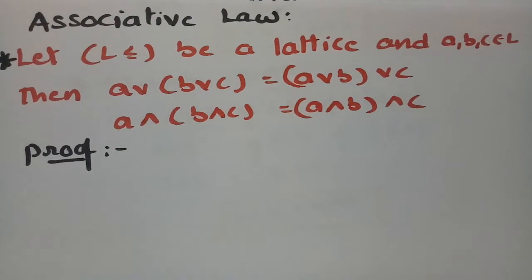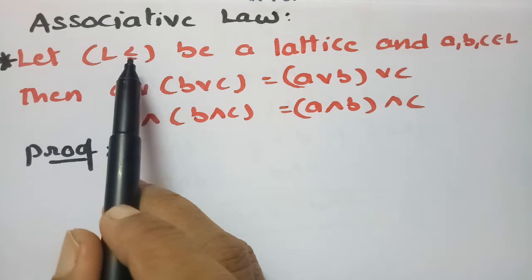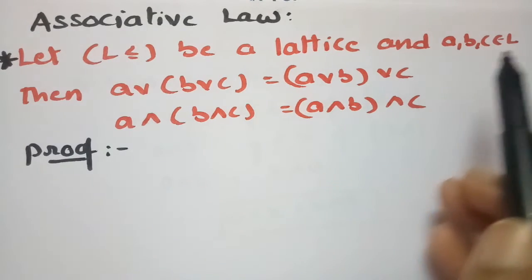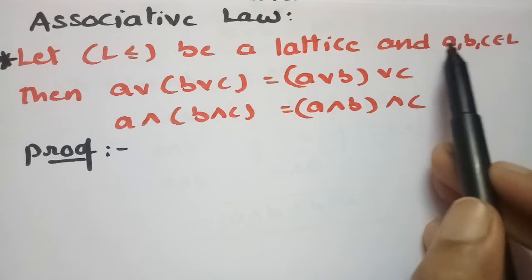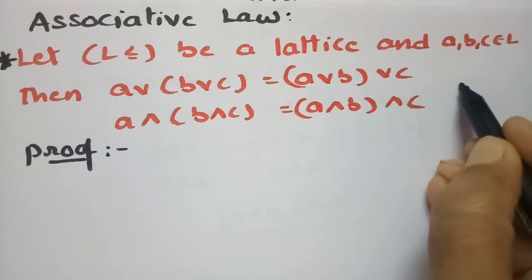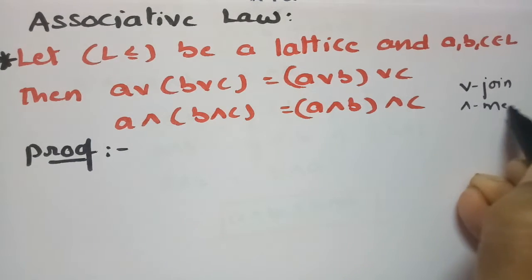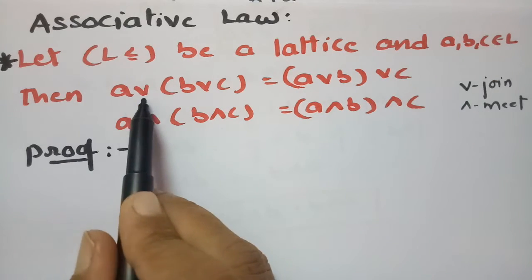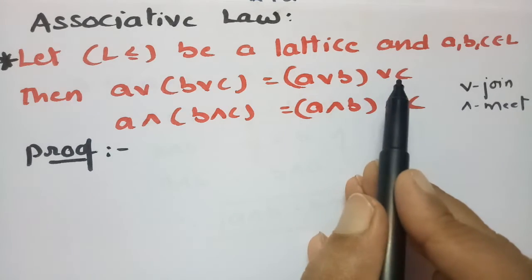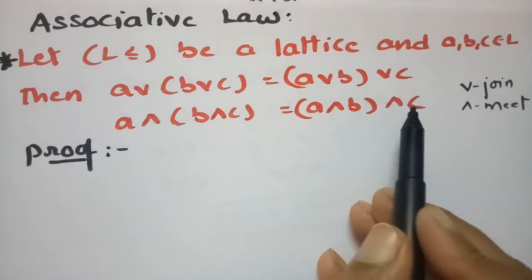Coming to the associative law, L is a finite set, less than or equal to is a relation on this set, and L less than or equal to is a lattice. And I have taken from this finite set three elements A comma B comma C. Let me explain: this is join and this one is meet. So coming to the join, A join (B join C) is equal to (A join B) join C. Here A meet (B meet C) is equal to (A meet B) meet C.